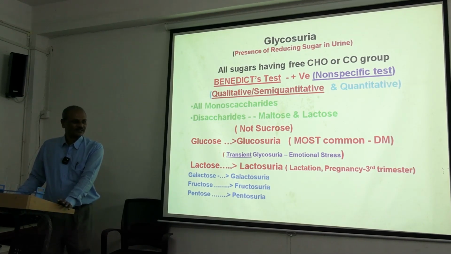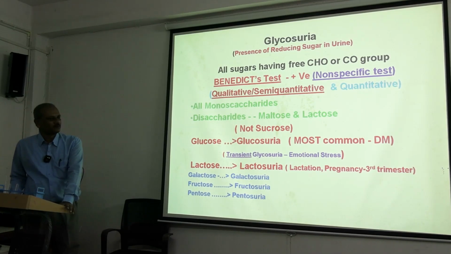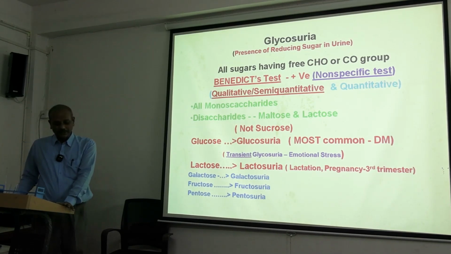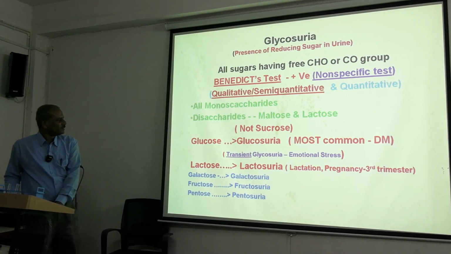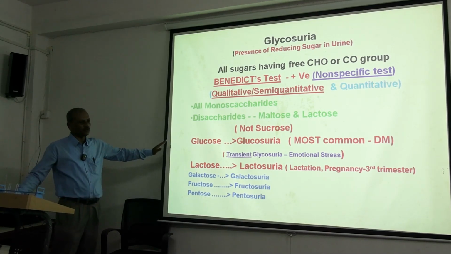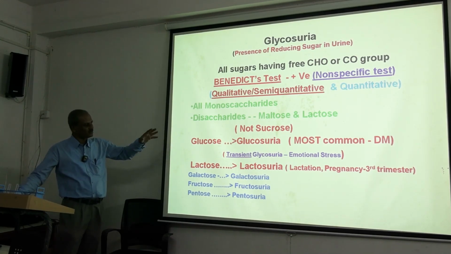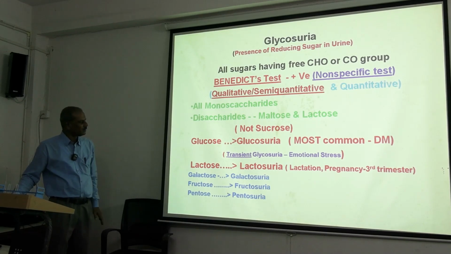Although we call it sugar, sugar itself gives a negative Benedict test. Why? That is a common question, and I will address it, and also why the other two give a positive Benedict test. Glucose is the most common reducing sugar present in the urine in a clinical setting. That's why glycosuria is almost like glucosuria.